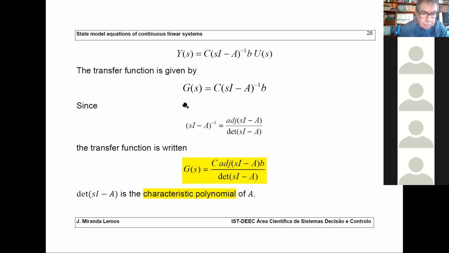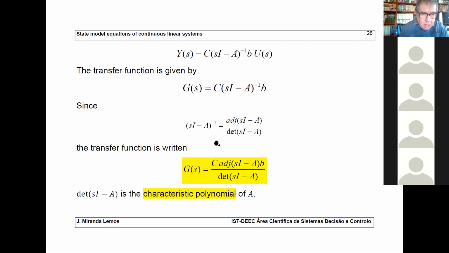Now, there is a formula for the inverse, which is the adjoint matrix divided by the determinant. Probably at this moment, you don't remember how to compute the adjoint matrix. I will give you one example of how to compute the adjoint matrix, but for the moment let's assume that you know how to compute it. And the determinant is a scalar.